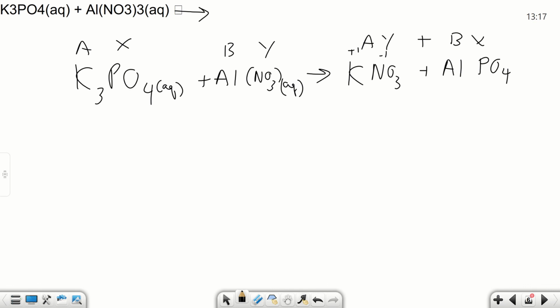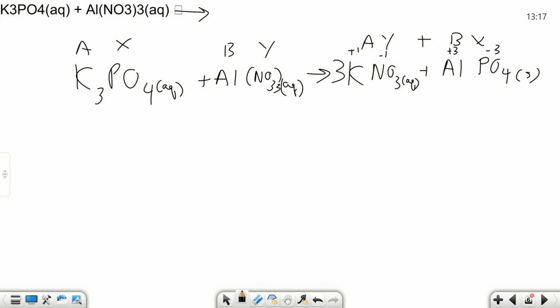Plus 1, minus 1, so that's the correct formula. This one's plus 3, minus 3, so that's the correct formula. Sorry, this should be a 3 right there: Al(NO3)3. Now if I balance, 3 Ks, PO4, PO4, 1 Al, 1 Al, 3 NO3s, 3 NO3s. So we're balanced. Now the last thing we have to figure out is whether these are aqueous or insoluble. Potassium is an alkali metal, it's always soluble, so aq. Nitrate's always soluble. AlPO4, phosphate is not soluble with aluminum, so that would be solid.